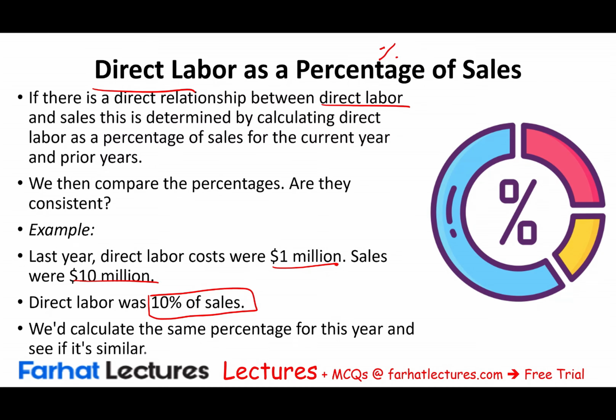If it's fluctuating, let's assume this year sales was 15 million. We would expect direct labor to be 1.5 million. If it's something different, we need to ask ourselves why. Were we able to produce with less labor? Or is there something wrong? Or did we change how much we pay the labor? Are we paying them more? Are we paying them less? If it's more or less, those are the questions you need to ask.